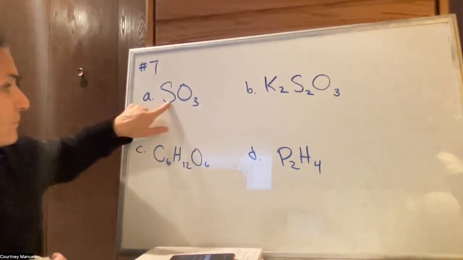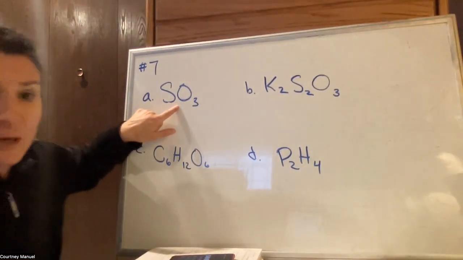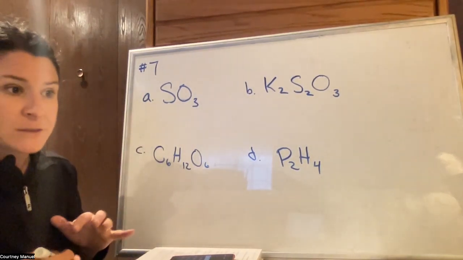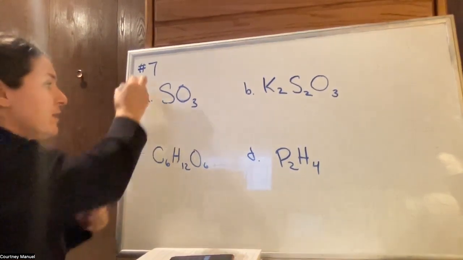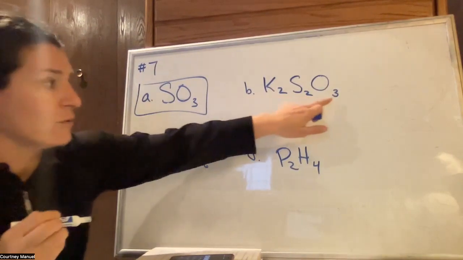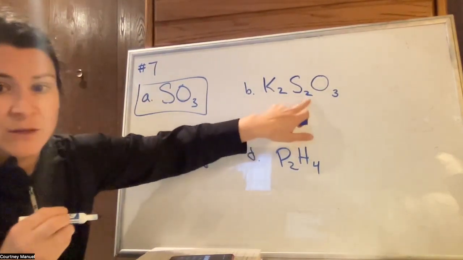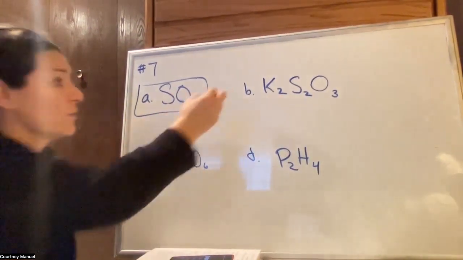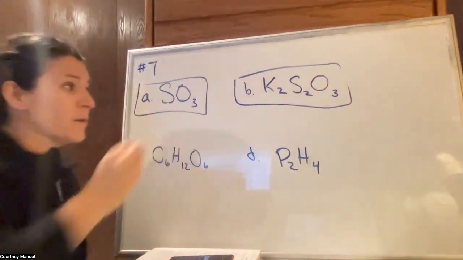So let's look at A. S would have a subscript of 1 and O is 3. They have no common factors. So this is an empirical formula. K2, S2, O3. There's nothing smaller than a 2 and a 3 that can go into the same number. So this too is an empirical formula.